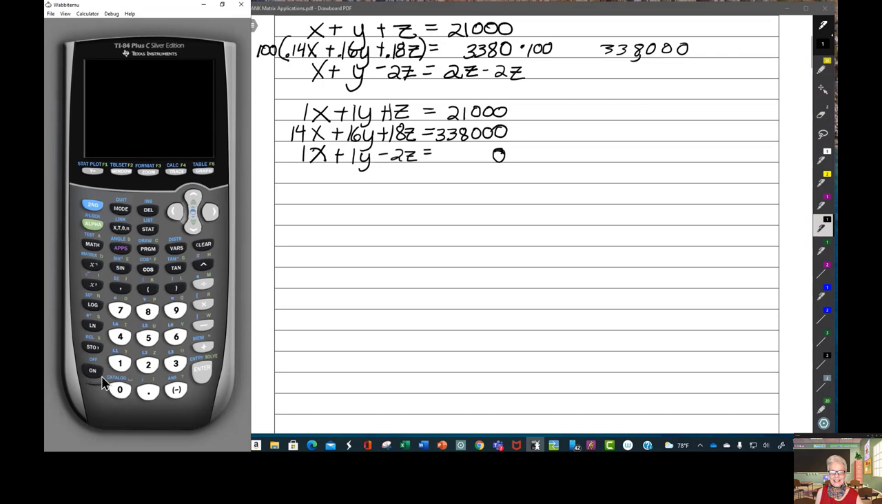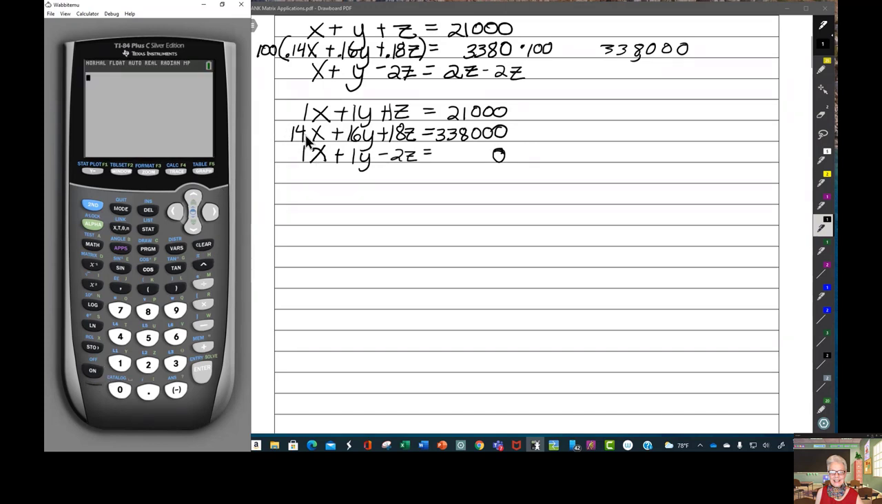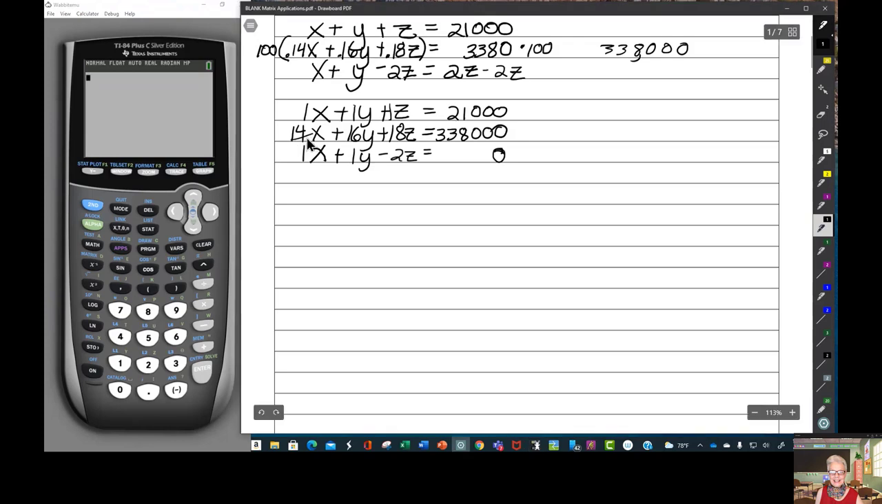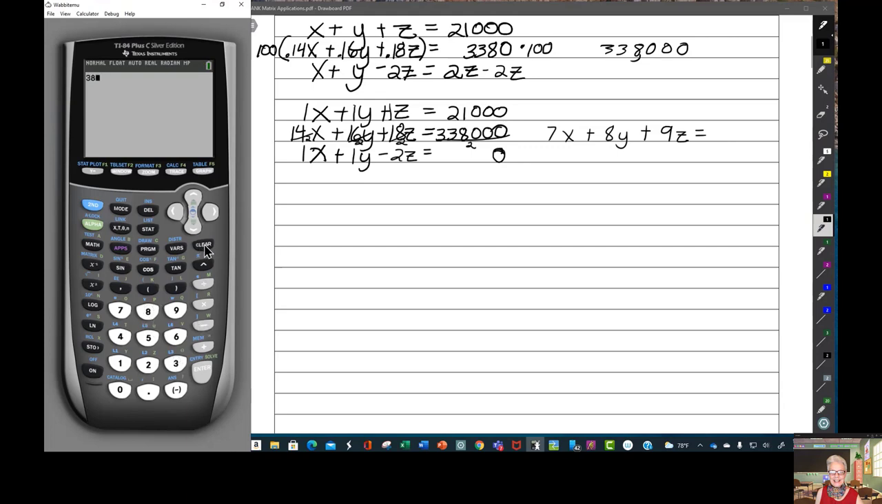Now I know that 14 divided by 2, let's make a little divided by 2. Divided by 2. Divided by 2. Divided by 2. And divided by 2. And that's going to give us 7x plus 8y plus 9z equals 338,000 divided by 2 equals 169,000.